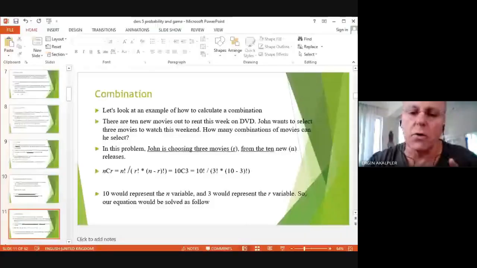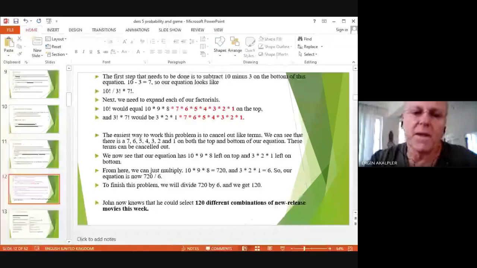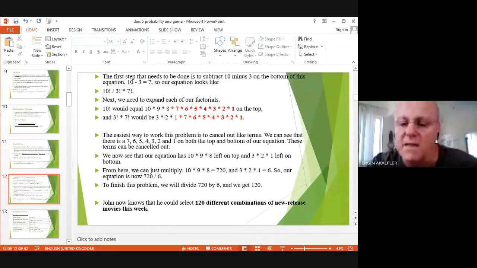Then you multiply by 7 factorial, which is 1, 2, 3, 4, 5, 6, 7 multiplied, and then all together they are represented in the following form. As you are observing here, the first step is 10 minus 3, which gives you 7. Therefore, we put this into the equation: 10 factorial divided by 3 factorial multiplied by 7 factorial.